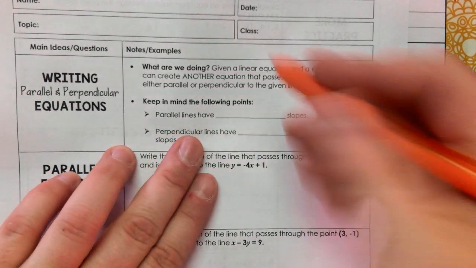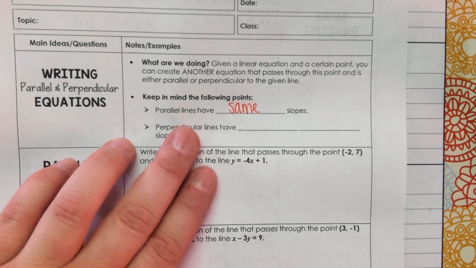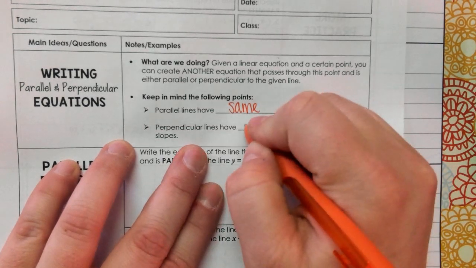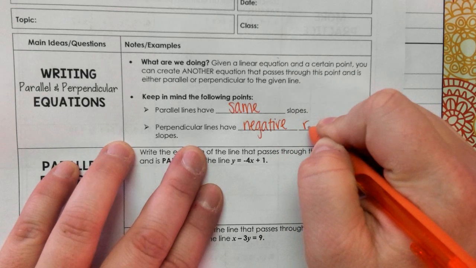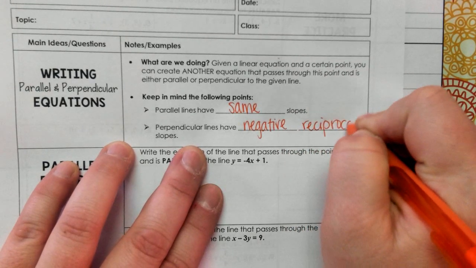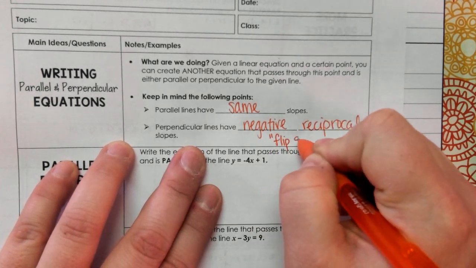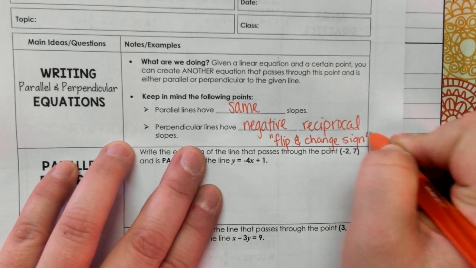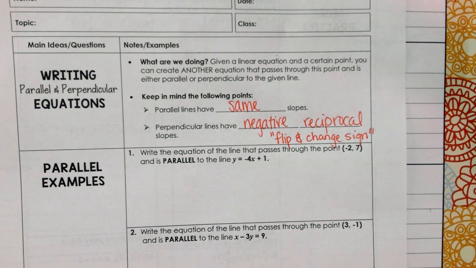Parallel lines have the same slope. Perpendicular lines have negative reciprocal slopes. What is that? Remember, negative reciprocal is when we flip and change the sign. So you flip it and change the sign. That's how you get a negative reciprocal. Alright, write an equation.